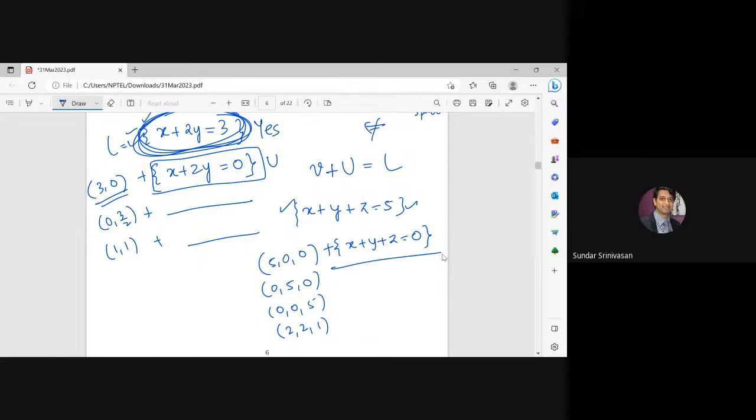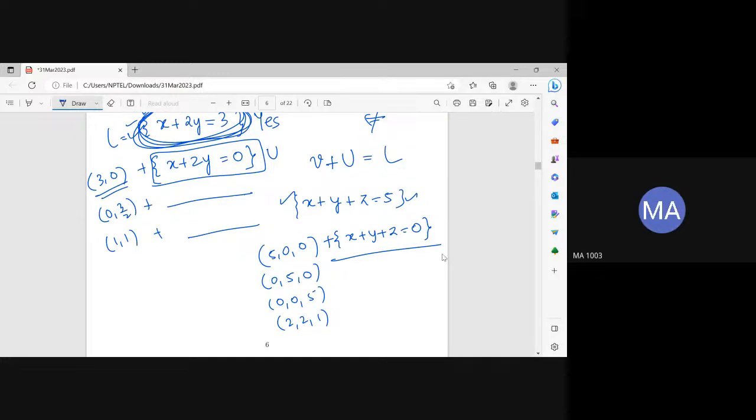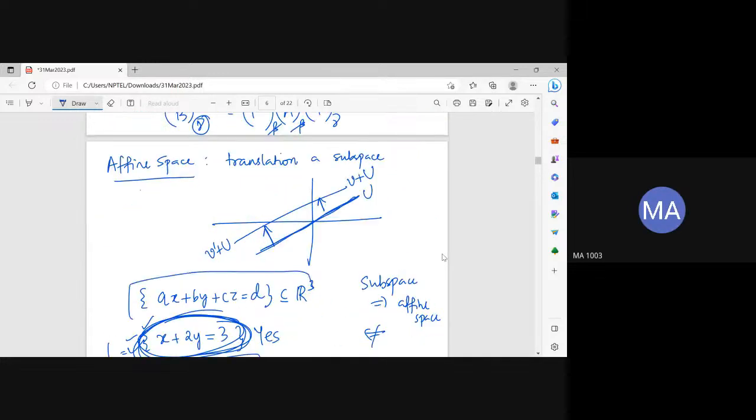Is there any way to just look at the equation and say that it is not an affine subspace? If you cannot find an underlying subspace... an affine space is going to look like this, linear. If this is not happening, then it is not.